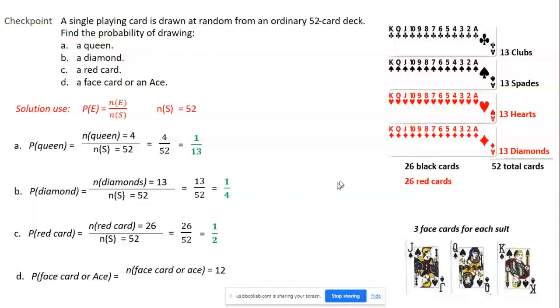My sample space is still 52. Oh, sorry. We need to add for the ace, excuse me. So our probability is 16 over 52. We always want to simplify this, right? So we have 4 out of 13, right? And I always want to jump into the answers.